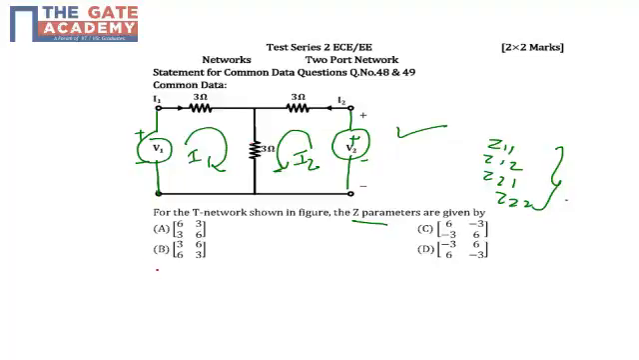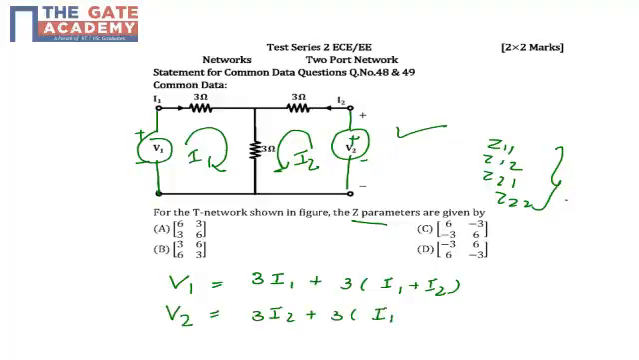So from the first loop, if you apply KVL, your V1 will be equal to 3 times I1 plus 3 times (I1 plus I2). Similarly, if you apply KVL in the second loop, then your V2 will be equal to 3 times I2 plus 3 into (I1 plus I2), because in the middle branch we have I1 and I2 in the same direction, so they will be simply added.